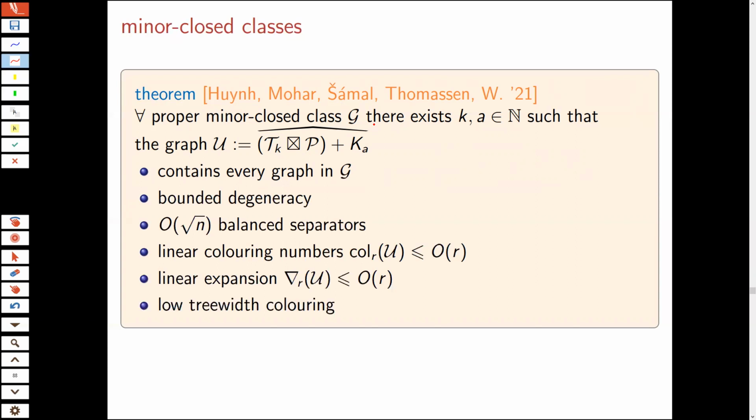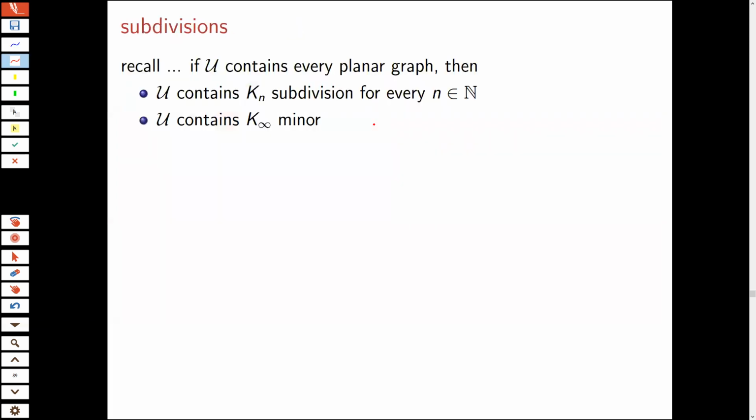It has an extra property called low tree width coloring, which says that for any integer c at least 2, you can color the vertices with c colors, and the union of any c-1 color classes will have bounded tree width. So it was known that minor closed classes have such colorings. This was proved by DeVos et al. But it's interesting that this universal graph U actually has the same property. Okay, so that's everything I want to say about products, and I've gone much slower than I planned.